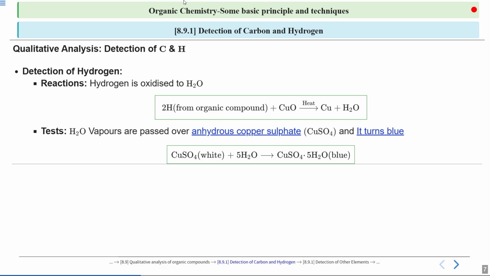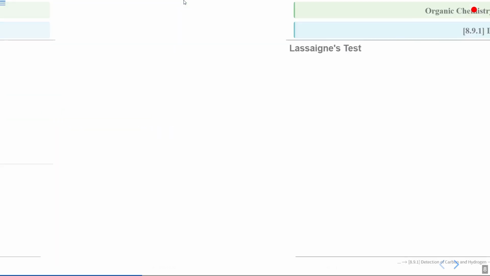Then to confirm the presence of water, we use a simple test. Water vapor is passed over anhydrous copper sulfate, which is initially white. When it turns blue, it indicates the formation of hydrated copper sulfate, confirming the presence of water. This color change is a clear visual cue that hydrogen was present in the organic compound.